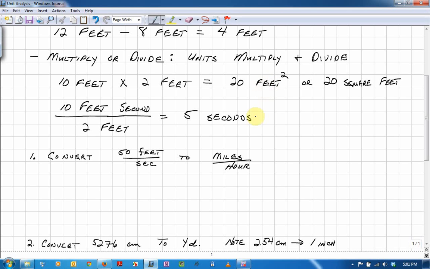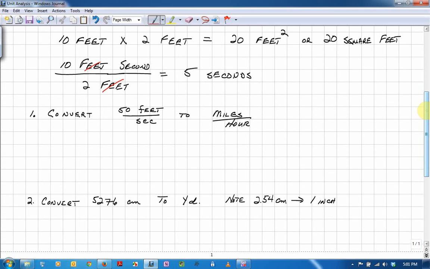Now here's a situation where if I had 10 feet per second and I divided that by 2 feet, what's going to happen is, remember, the units multiply or divide just like numbers. So in this case, the feet is a numerator, a feet is a denominator. So those are going to cancel. 10 divided by 2 is 5, and the unit that I have left is seconds.